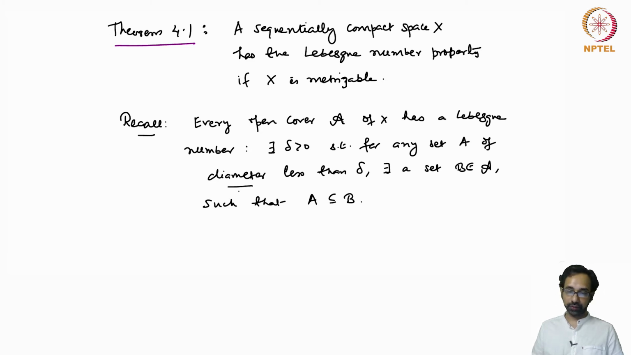And so we have to show that if X is sequentially compact, then it has the Lebesgue number property. Of course, X is supposed to be a metric space. Notice that we have already shown that a compact space has the Lebesgue number property, and we want to show that a sequentially compact space is compact. So we cannot use the Lebesgue number property directly because we don't know that X is compact yet. So let us see a proof of this theorem.